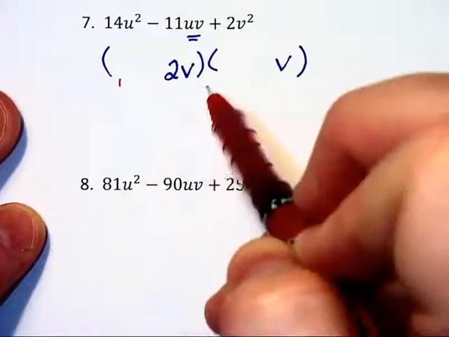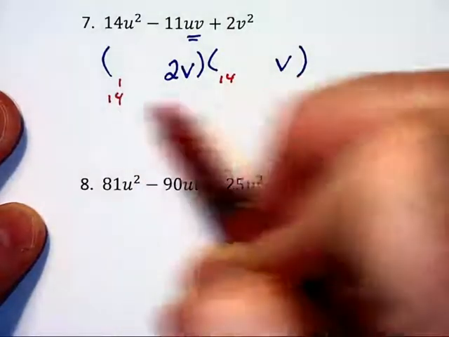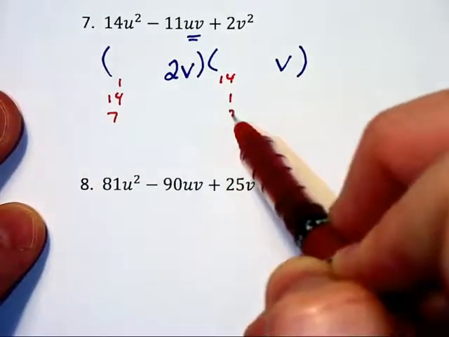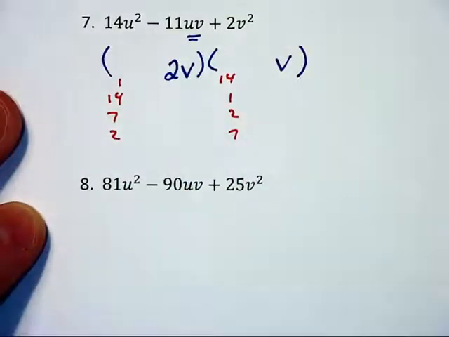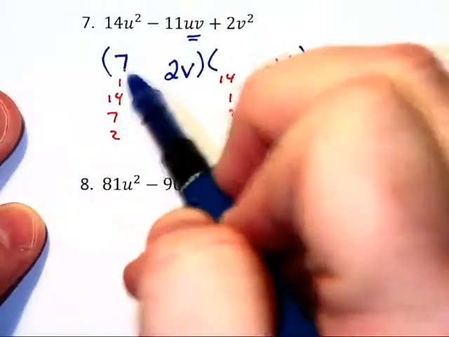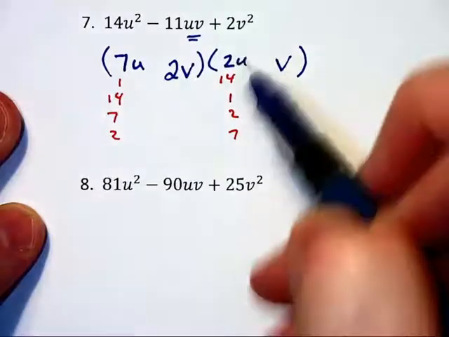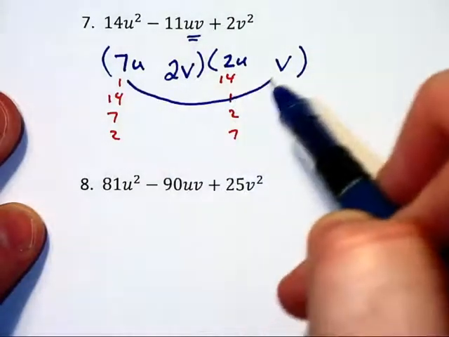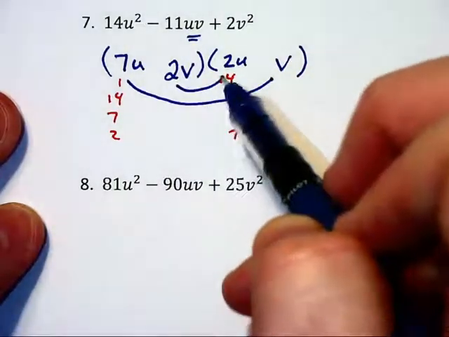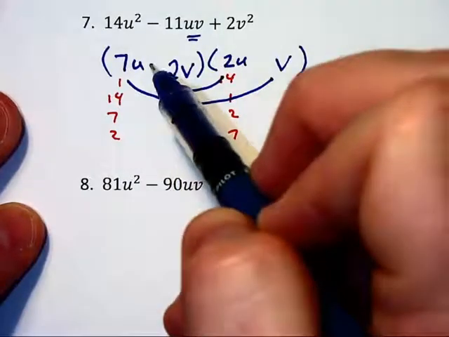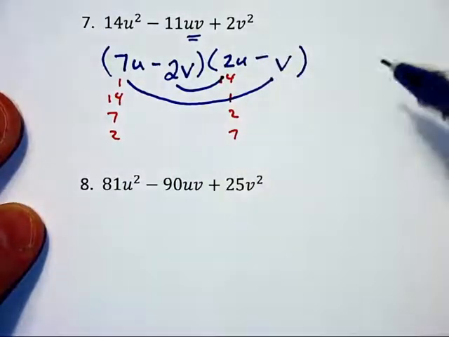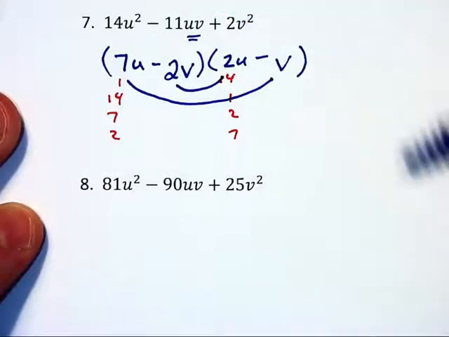It's either going to be a 1, 14, 14, 1, 7, 2, or 2, 7, and it turns out that the 7u 2u works because we get a 7uv on the outer and a 4uv in the middle, and if they're both negative, negative 7 and negative 4 make the negative 11uv that we're aiming for.